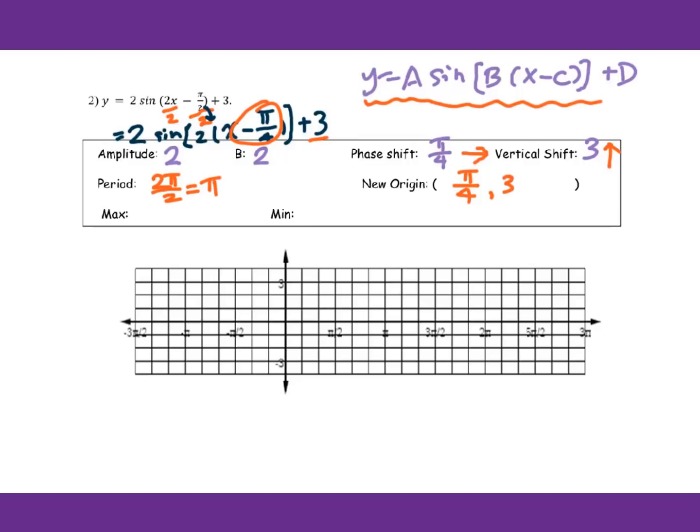Maximum, you need to change the sine function into plus or minus 1. Therefore, you will get 2 times plus or minus 1 plus 3. Separate: 2 times 1 plus 3, that's 5. 2 times negative 1 plus 3 equals 1. So your maximum is 5, and a minimum is 1.